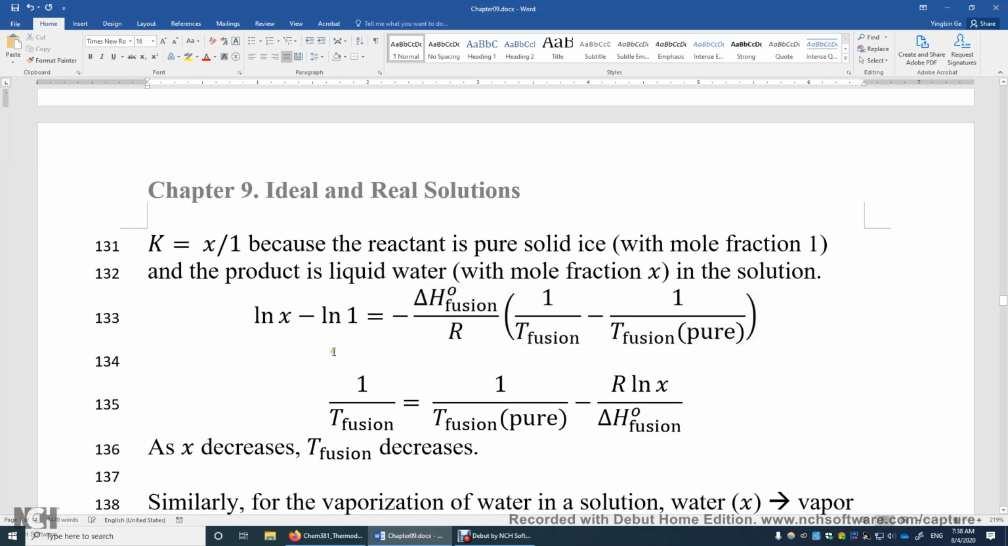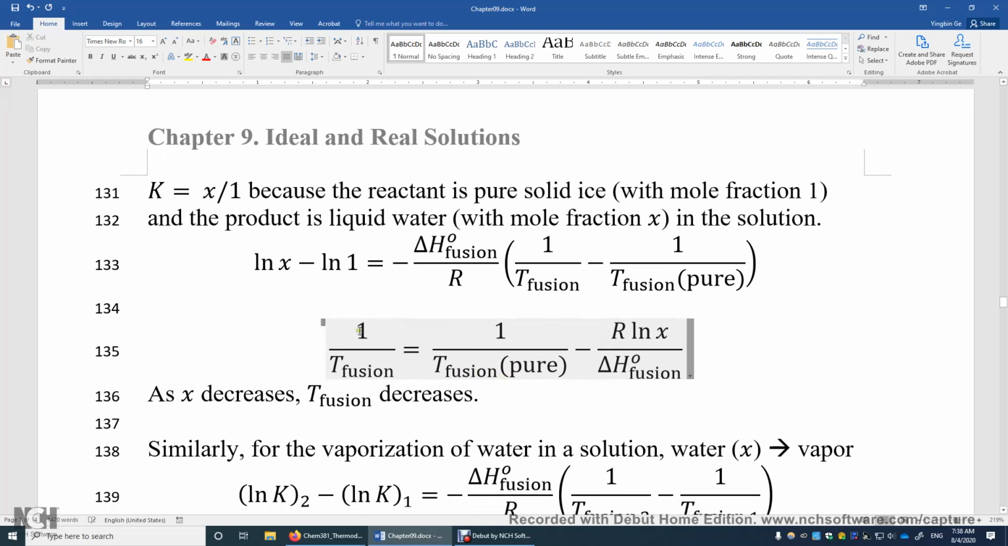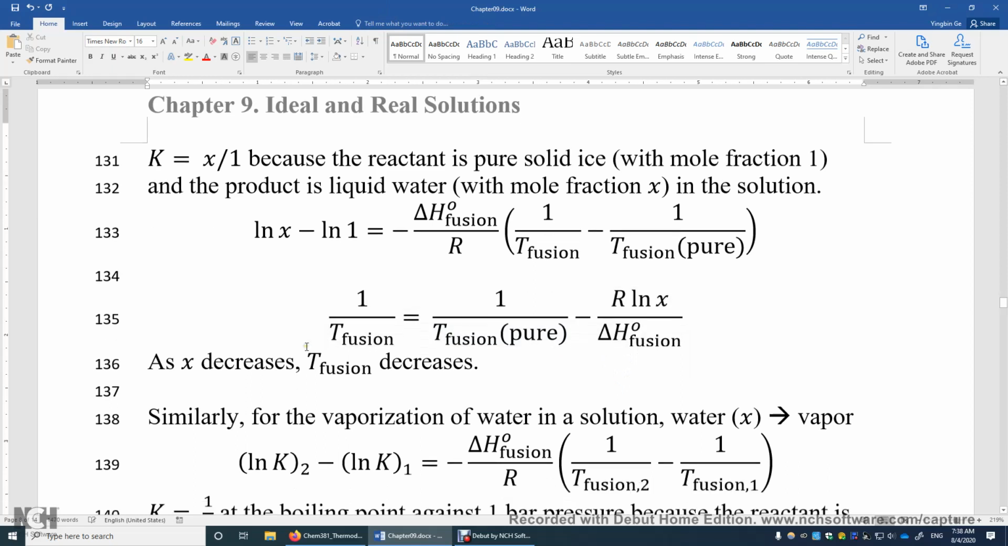And then we reorganize this equation. We see the melting point of the substance has this simple relation with the melting point of the pure substance. Okay, so this is a reciprocal relationship. 1 over the melting point of a substance in a solution is 1 over the melting point of the pure solvent, in this case pure water, minus R times Ln(x) over the enthalpy of fusion of water, if we're talking about the freezing point of water.